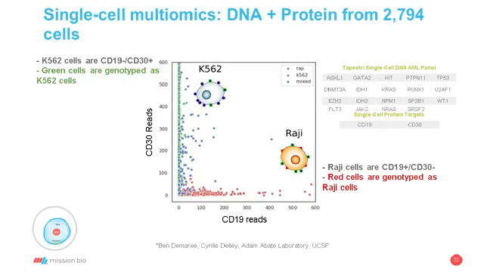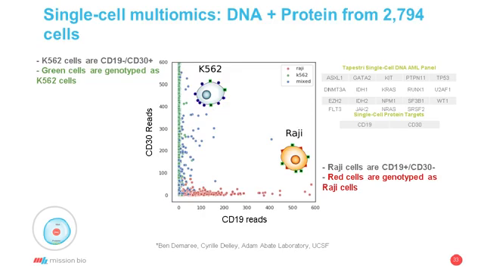So this is an example of us being able to look at DNA and protein from the same cell. In this case, we mixed 50-50 two different cell types, Raji and K562. We had two different antibodies specific to each one of those cell lines, along with the AML panel that we've commercialized that has a set of genotypes specific to each one of these two cell lines.